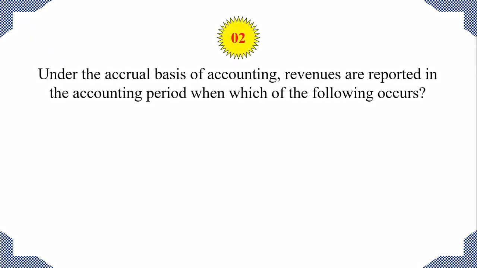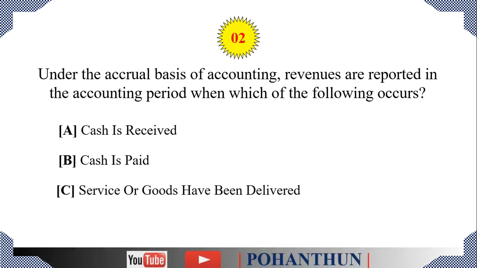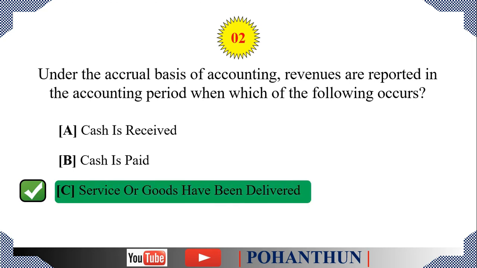Question number 2. Under the accrual basis of accounting, revenues are reported in the accounting period when which of the following occurs? Option A, cash is received. Option B, cash is paid. Option C, service or goods have been delivered. So the right answer is option C, service or goods have been delivered.